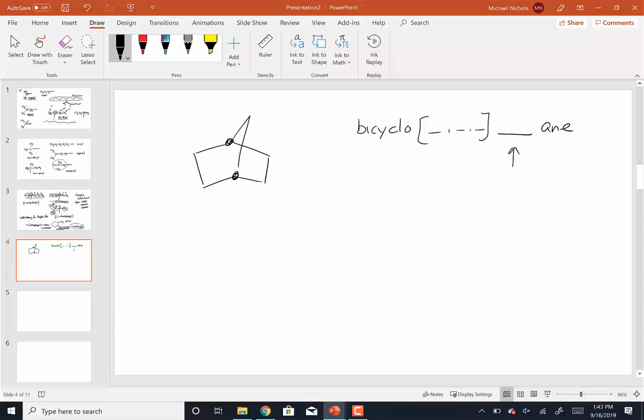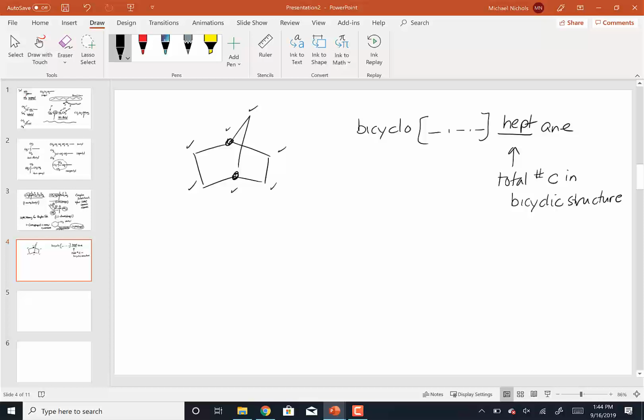This name is the total number of carbons in the bicyclic structure. So in this molecule, I would have 1, 2, 3, 4, 5, 6, 7. So this would be a bicycloheptane. Okay, I'm just showing you the ring system. There's no substituents on this yet. Okay, so this is a bicycloheptane.